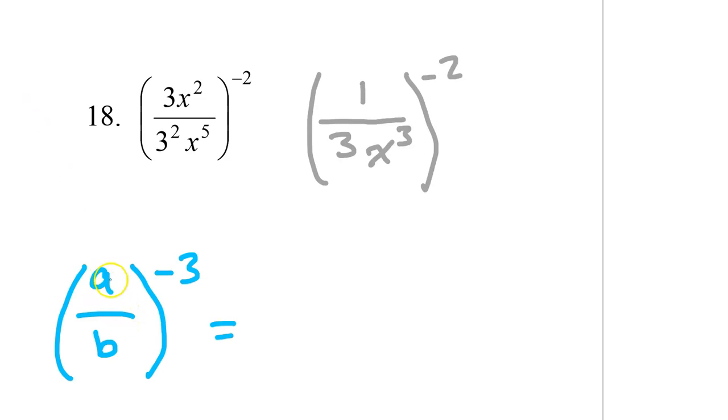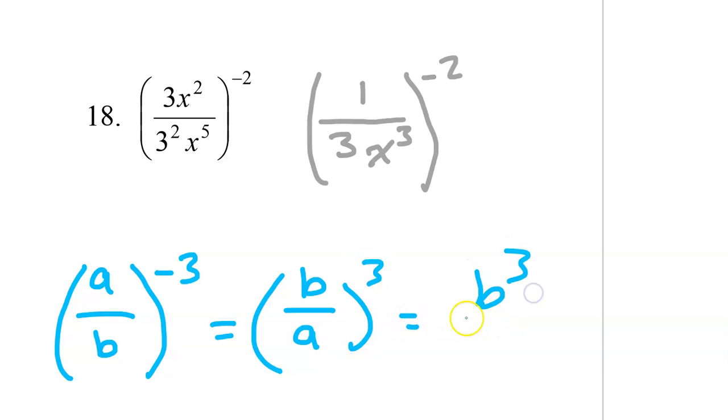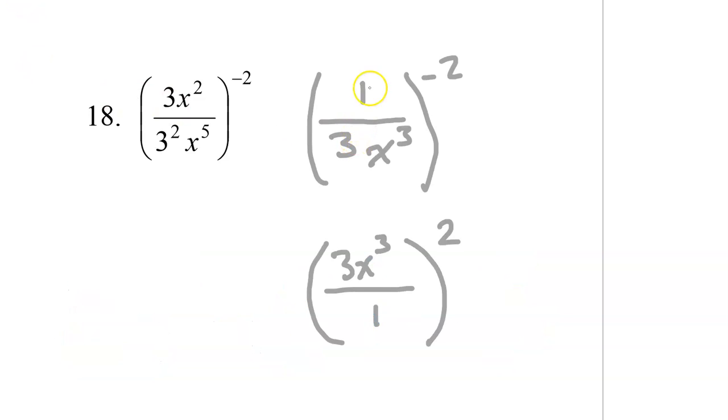Quick side lesson. If you have a over b raised to the negative 3 power, you can do the reciprocal and write b over a to the positive 3 power, and then go from there, and of course we will have b to the 3rd power over a to the 3rd power. The thing I want to emphasize is that if you have a fraction raised to a negative power, probably the easiest thing to do is to make the reciprocal and change the exponent to a positive. So I can take the reciprocal of this fraction and make the exponent a positive 2.